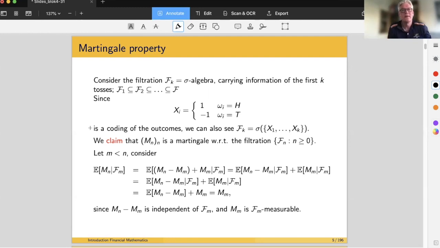So let's take two instances in time, so m being less than n. So m coin tosses being less than n coin tosses. And we look at the conditional expectation of Mn given the filtration at m. If I tell you what happened in the first m tosses, and I want to look further, and I look at Mn. And that conditional expectation, if you recall, for the martingale property to hold, should be equal to M sub little m.